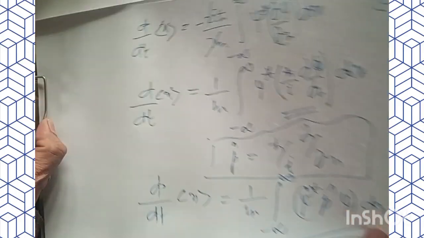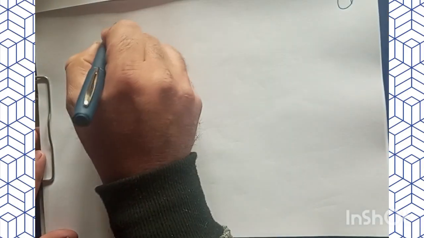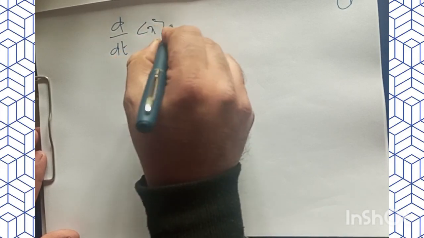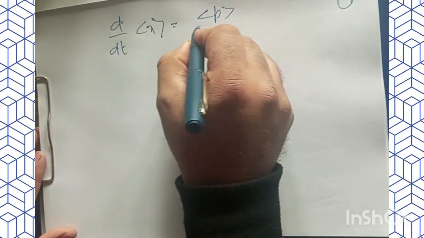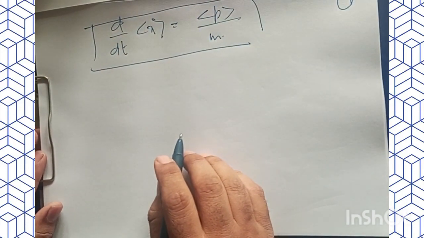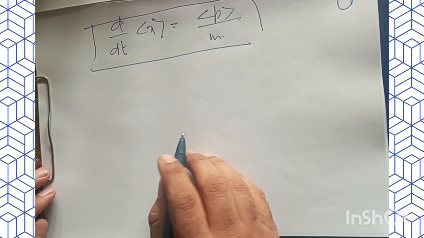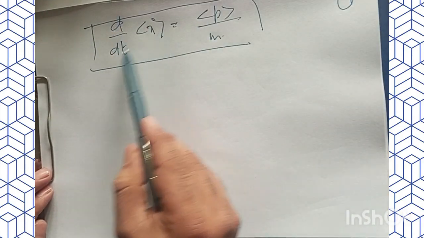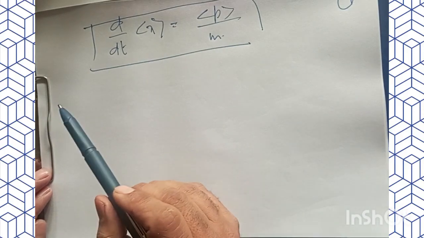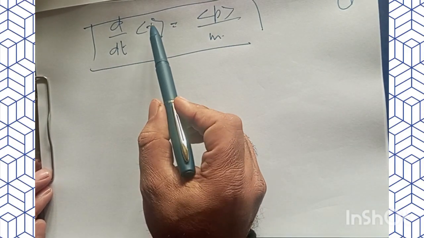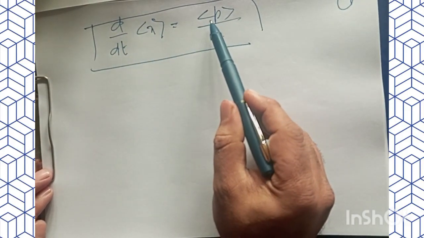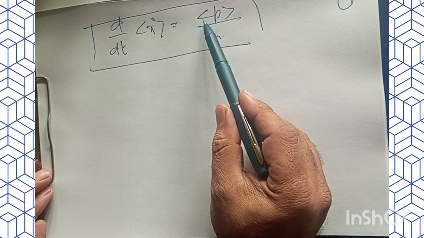So I think we have achieved one result, that is for the momentum. What we have is that d by dt of x is the average value of p divided by m. So that's the first thing. And now, what does this d by dt of x represent? Basically, it represents the expectation value of momentum divided by mass.